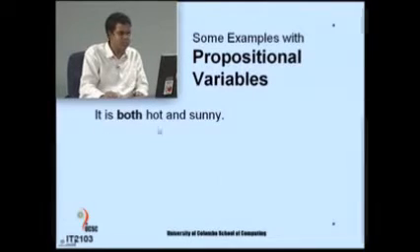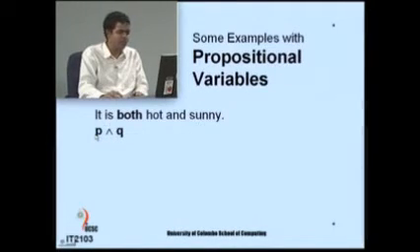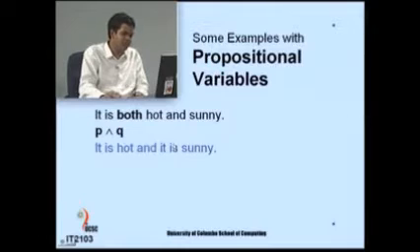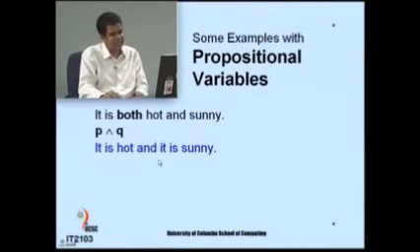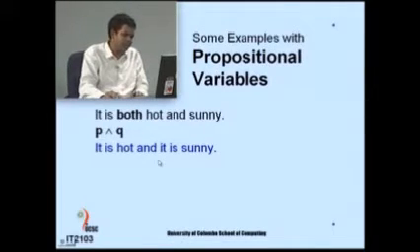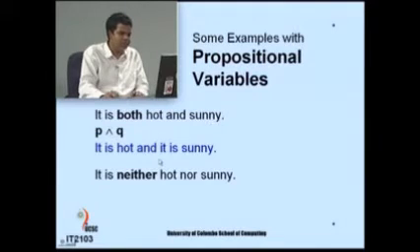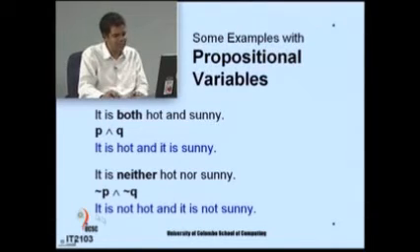Let us consider "it is both hot and sunny." We know q is true and p is true, therefore we denote it in this way. This is exactly the same as saying "it is hot and it is sunny." Let us consider "it is neither hot nor is it sunny." What this means is it is not hot and it is not sunny. We can denote it this way: not p and not q. This is the same as saying "it is not hot and it is not sunny."